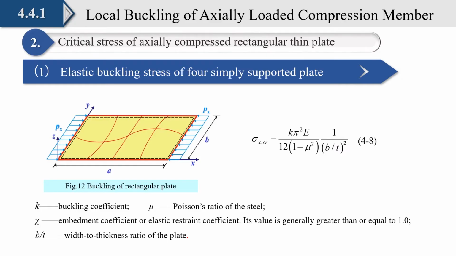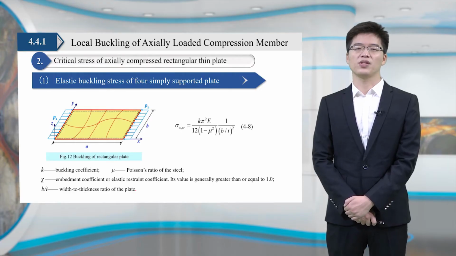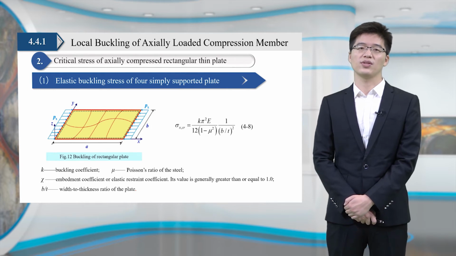In equation 4-8, mu is the Poisson's ratio of the steel, b/t is the width-to-thickness ratio of the plate, k is the buckling coefficient, and E is Young's modulus of the material. Chi is the embedment coefficient or elastic restraint coefficient, and its value is generally greater than or equal to 1.0. As can be seen from equation 4-8, when the boundary conditions of the plate and the material property are given, the critical stress of the plate is only controlled by the width-to-thickness ratio of the plate.